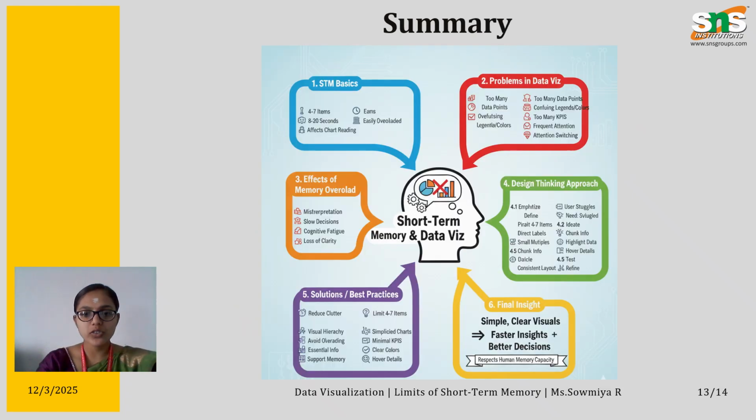To summarize this topic, human short-term memory has strict limits. Most users can hold only 5 to 9 pieces of information at a time. Overloaded visualization causes poor understanding and slow decisions. By following the design thinking process, empathize, define, ideate, prototype, and test, we can create visuals that match human cognitive capacity. Always remember, a good visualization is not the one that shows everything, but the one that shows what the users can actually remember.